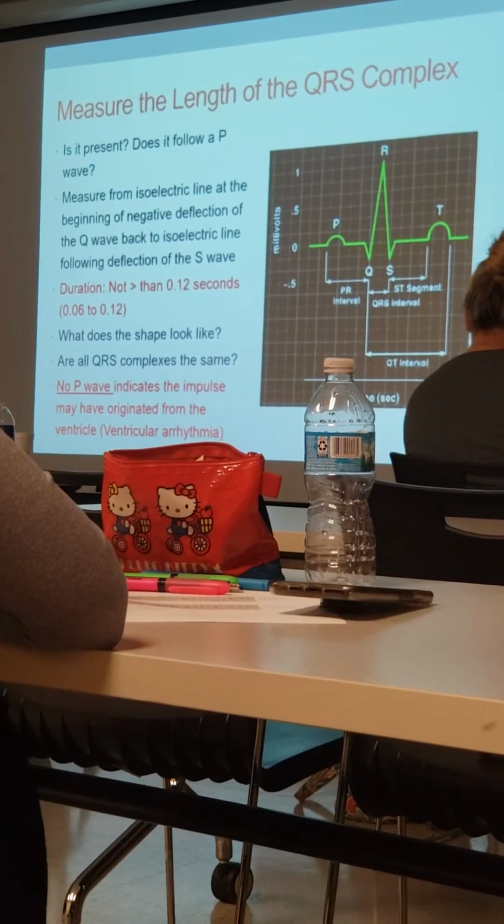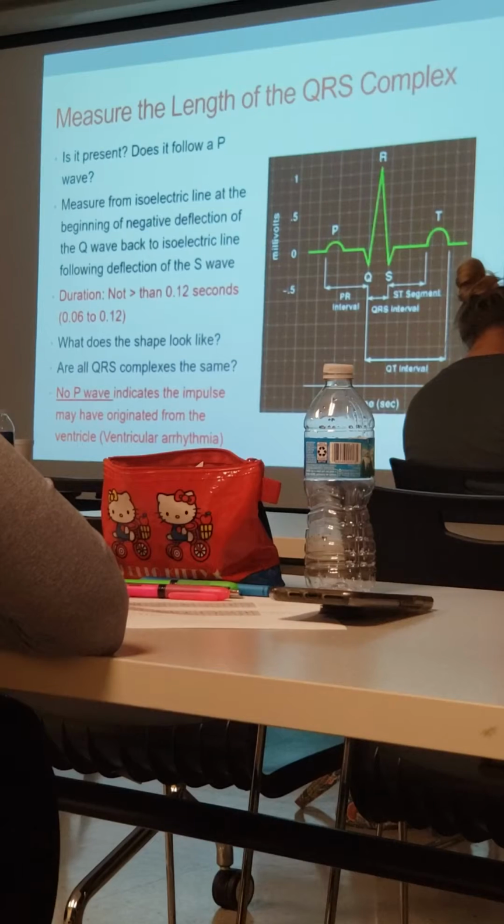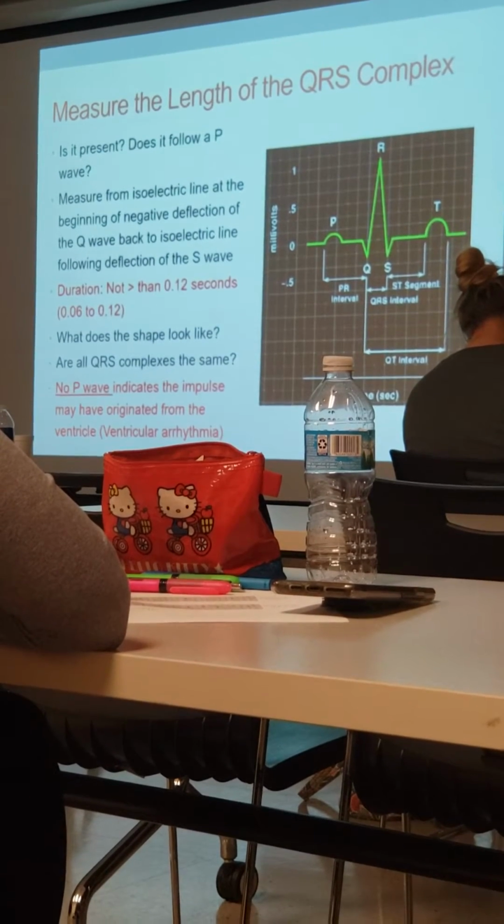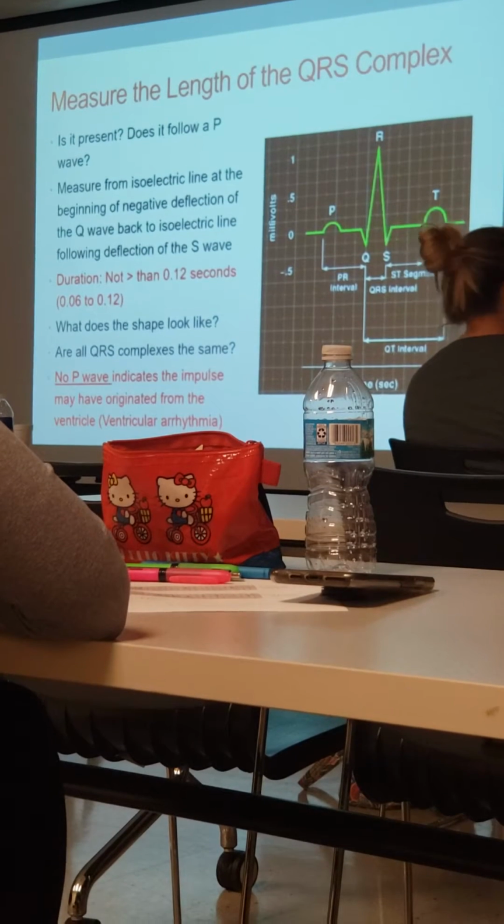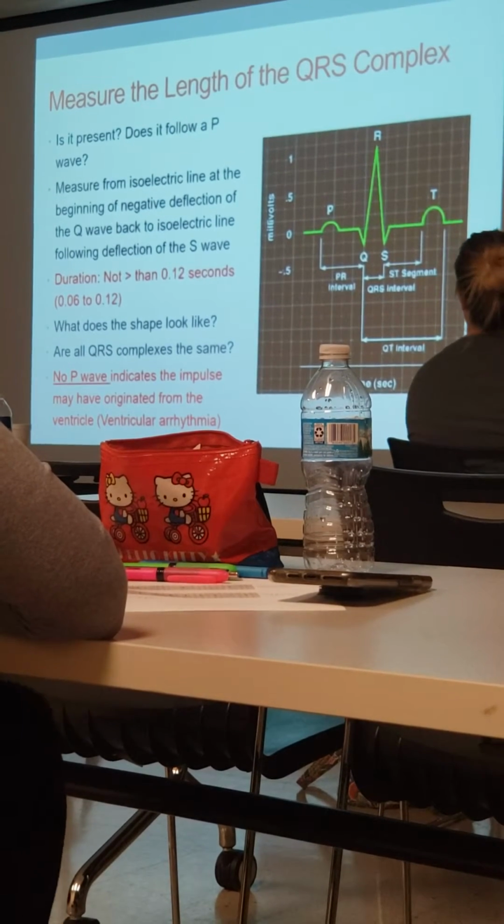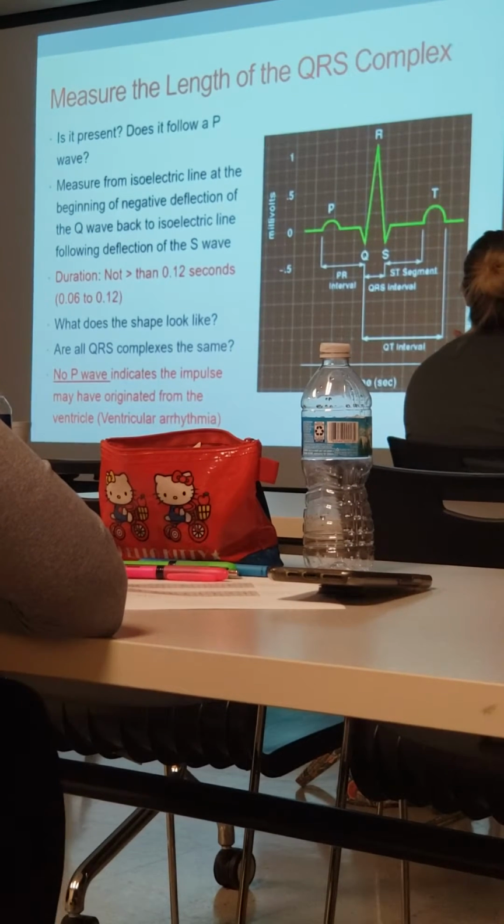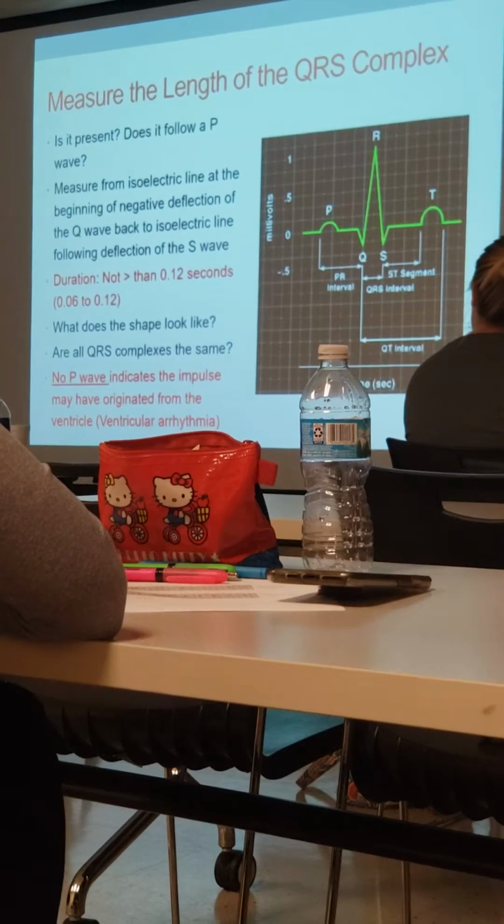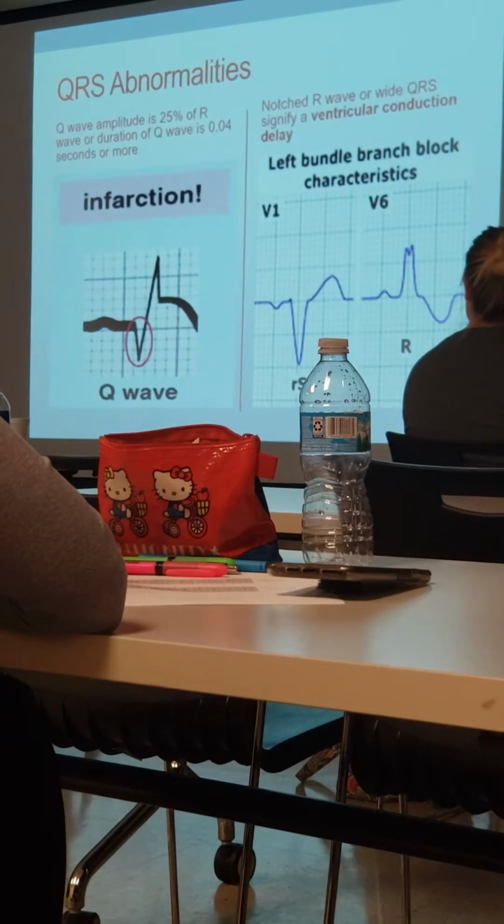QRS duration should be no bigger than 0.12. Again, we're going to look at the shape, and we need to note, do they all look the same? If there is no P wave in front of the QRS, again, this is probably coming from somewhere else in the AV ventricular system.